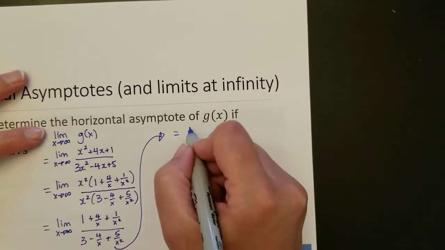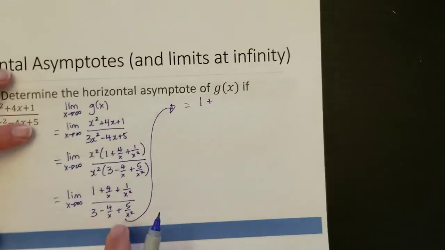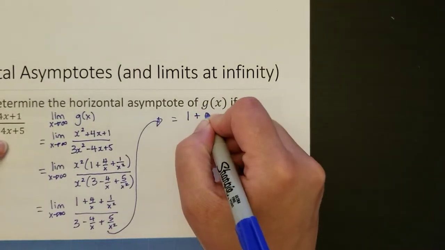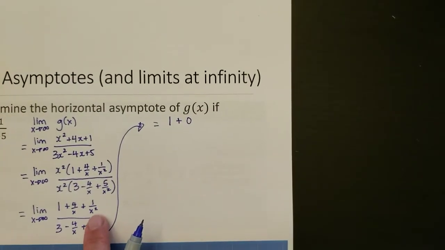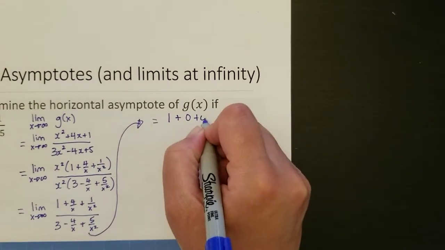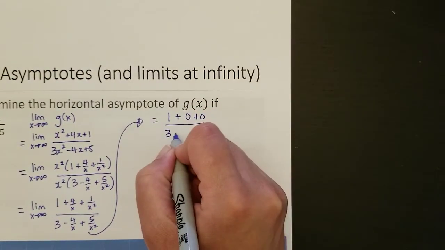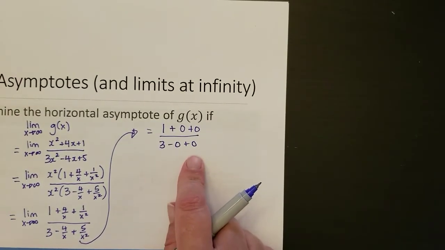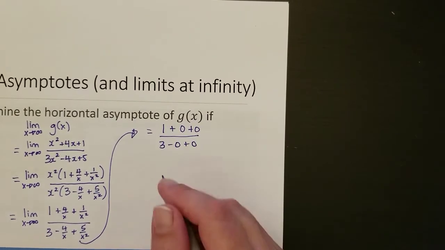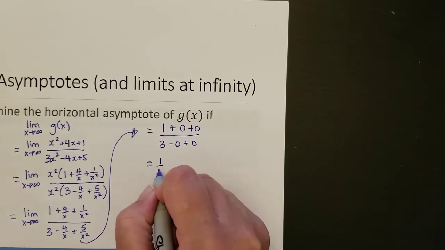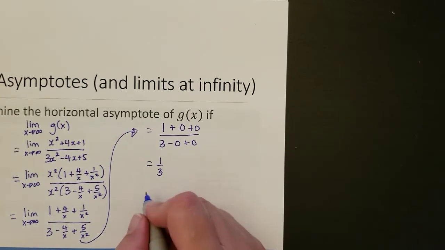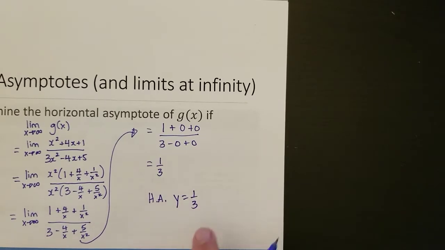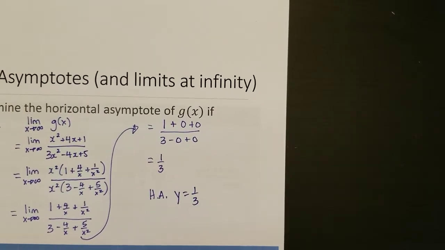So here, 1 plus the limit as x approaches infinity of 4 over x will be 0. And the limit as x approaches infinity of 1 over x squared likewise will be 0. And then on the denominator, we get 3 minus 0 plus 0. Same thing. The limit of each of those little pieces of our function, because there's an x in the denominator, will be 0. So then this is 1/3. My horizontal asymptote is y equals 1/3.